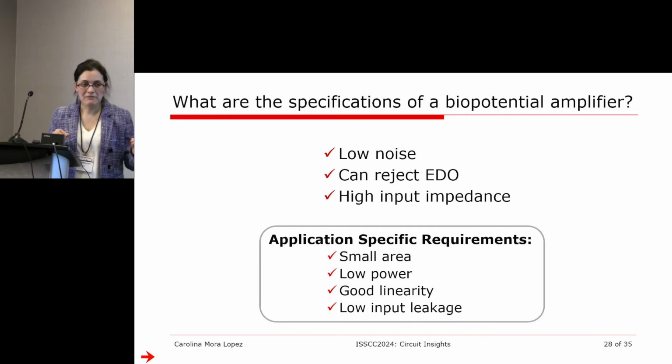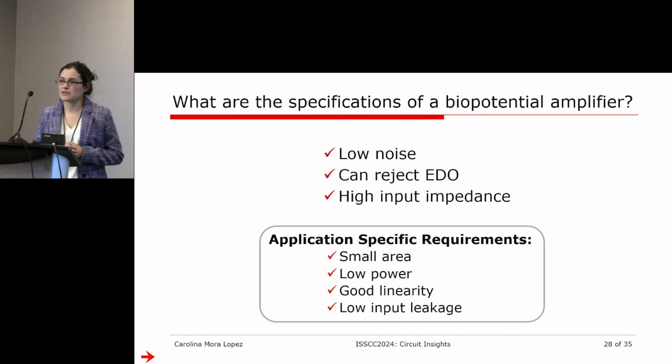And maybe before we continue, I will pause here to see if there are some questions about this first part. Hello. I was interested. You mentioned that the electrode DC offset is variable. So how do you deal with rejecting a variable DC offset?